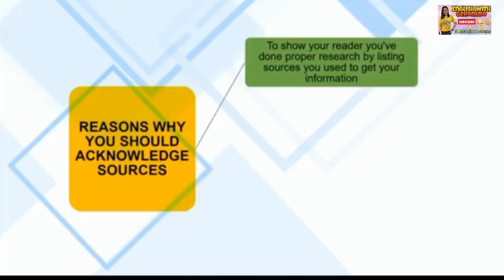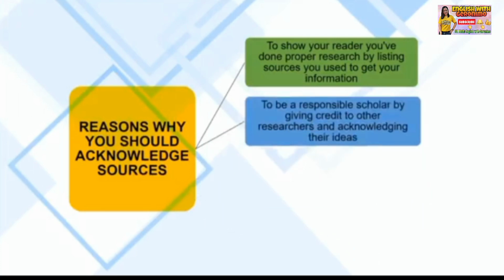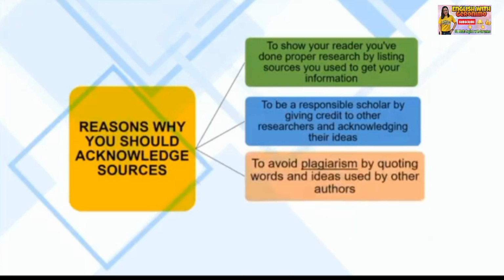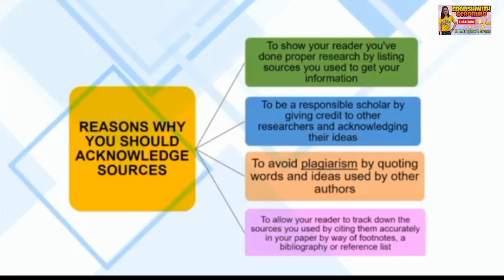Before learning the writing conventions to use, let us first enumerate the reasons why you should acknowledge sources in research. Citing sources is important for various reasons. 1. To show your reader you've done proper research by listing sources you use to get your information. 2. To be a responsible scholar by giving credit to other researchers and acknowledging their ideas. 3. To avoid plagiarism by quoting words and ideas used by other authors. And 4. To allow your reader to track down the sources you used by citing them accurately in your paper by way of footnotes, a bibliography, or reference list.